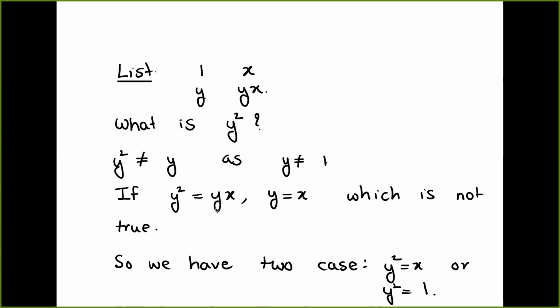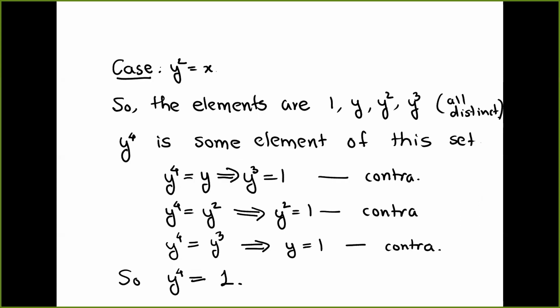If y squared is equal to yx, then I will cancel out y and I'll get y equal to x, which is again not true. So we have two cases: either y squared is equal to x or y squared is equal to 1. And I will explore these cases separately. So let's first look at the case y squared is equal to x.